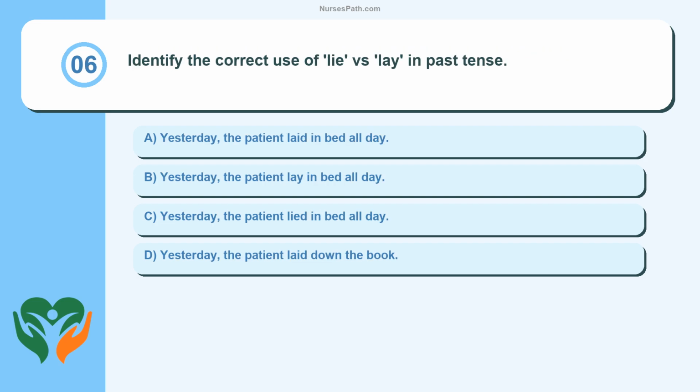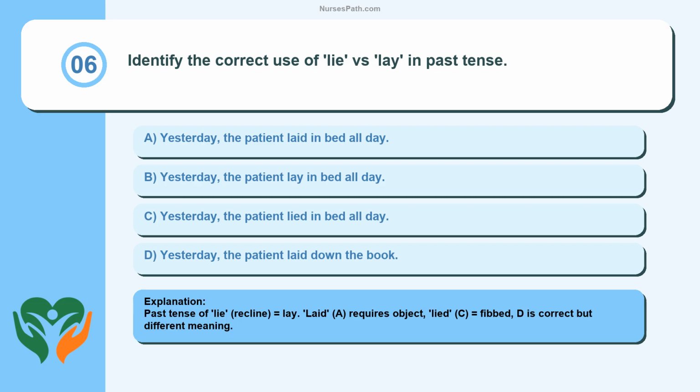Question 6. Identify the correct use of lie versus lay in past tense. Yesterday, the patient laid in bed all day. Yesterday, the patient lay in bed all day. Yesterday, the patient lied in bed all day. Yesterday, the patient laid down the book. The past tense of lie, to recline, equals lay. Laid in A requires an object, lied in C equals fibbed. D is correct but has a different meaning.